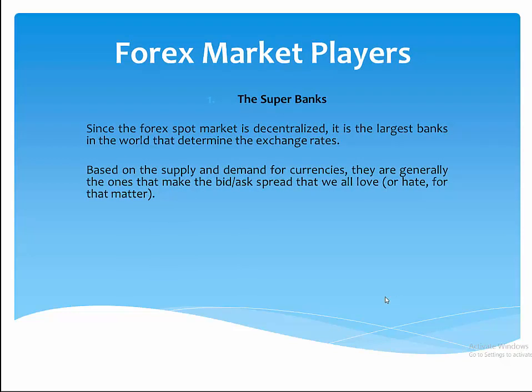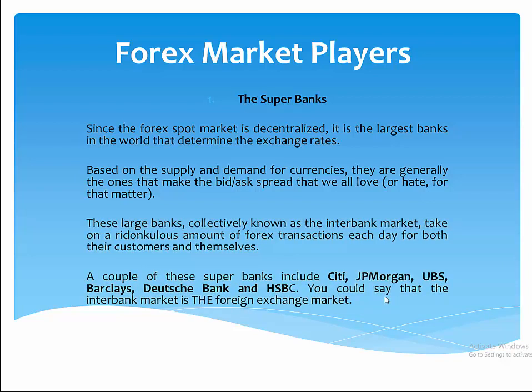The forex market players: the super banks. Since the forex spot market is decentralized, it is the largest banks in the world that determine the exchange rates based on the supply and demand for currency. They are generally the ones that make the bid-ask spread that we all love or hate. These large banks, collectively known as the interbank market, take on a ridiculous amount of forex transactions each day for both their customers and themselves. A couple of these super banks include Citibank, JP Morgan, UBS, Barclays, Deutsche Bank and HSBC. You could say that the interbank market is the foreign exchange market.